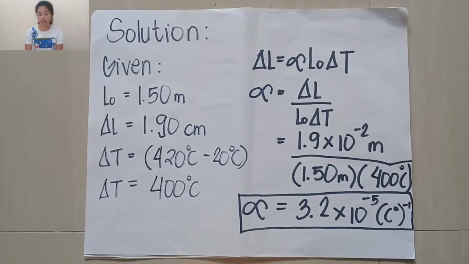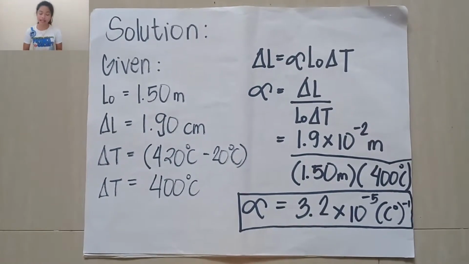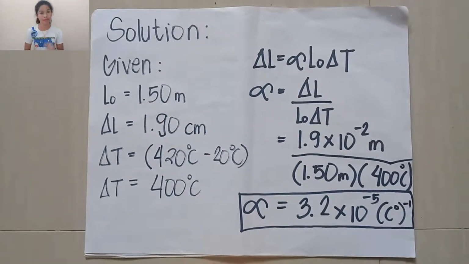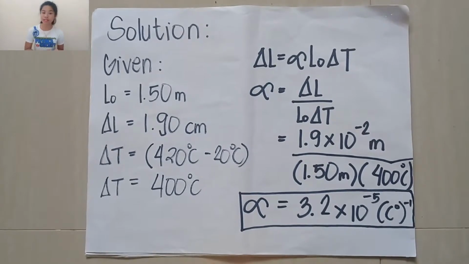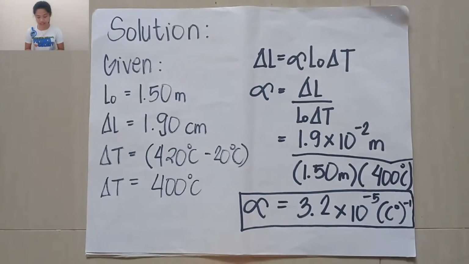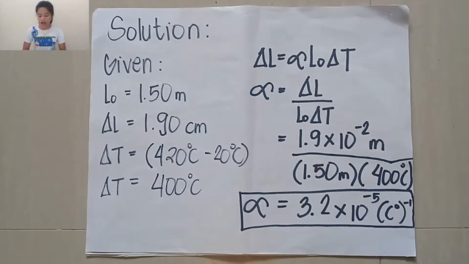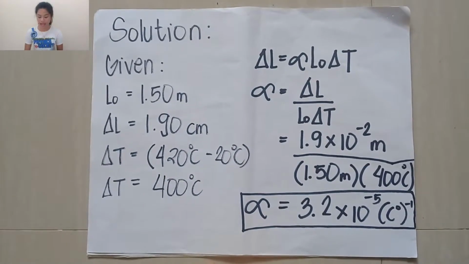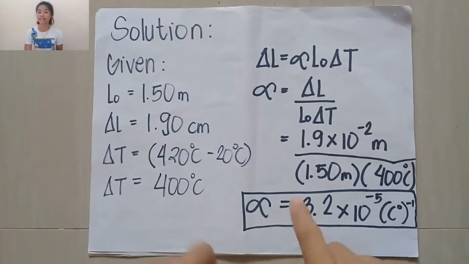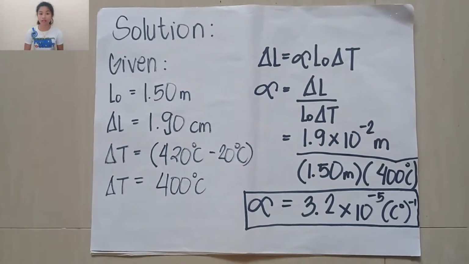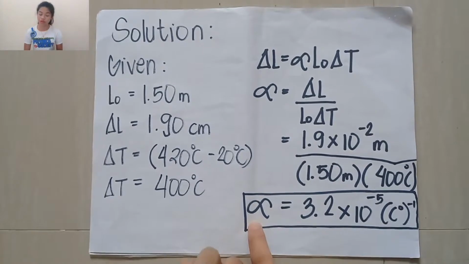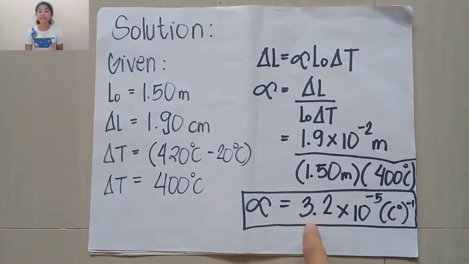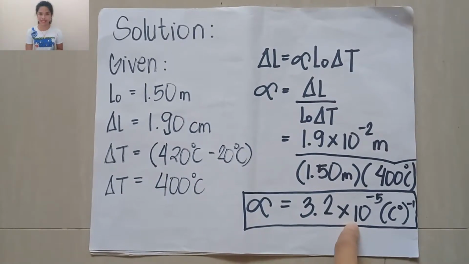So, substituting all the given values, like delta L is 1.90 times 10 to the power of negative 2 meter. So, centimeter converted into meter. Then, over our original length is 1.50 meter and our delta T is 400 degrees Celsius. So, as a result, our alpha is equal to 3.2 times 10 to the power of negative 5 Celsius degrees inverse.